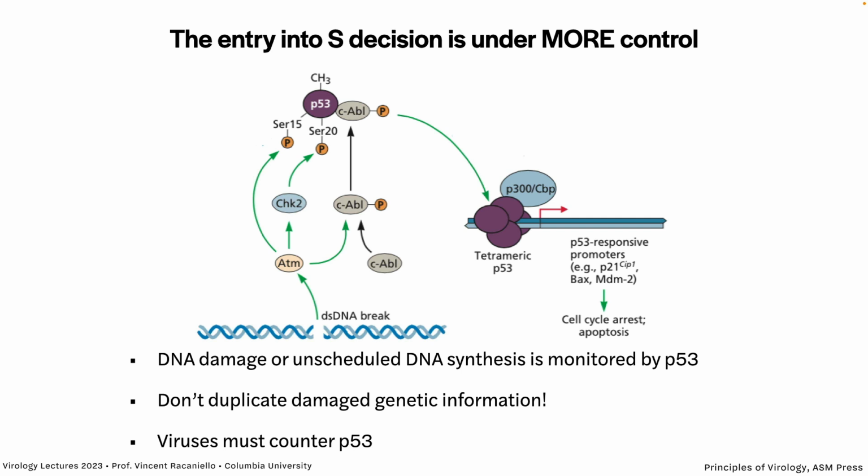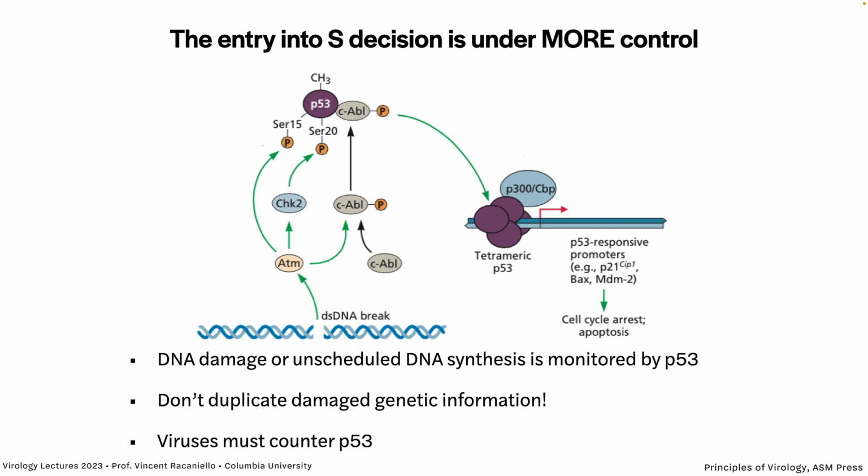And there are a whole series of detector proteins that detect, for example, double-stranded DNA breaks, which are common in viral DNA synthesis. And when P53 detects that, it will initiate cell cycle arrest and apoptosis, and the cell dies. So you kill the cell to spare the organism. P53 needs to be countered, otherwise these viruses are not going to have their genomes replicated.